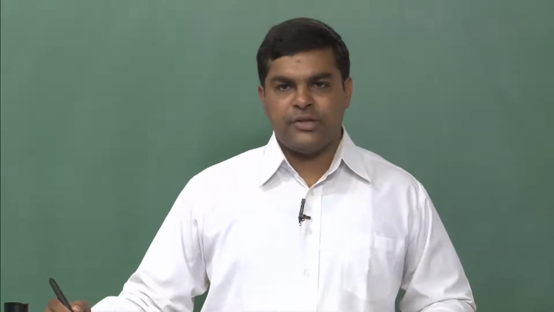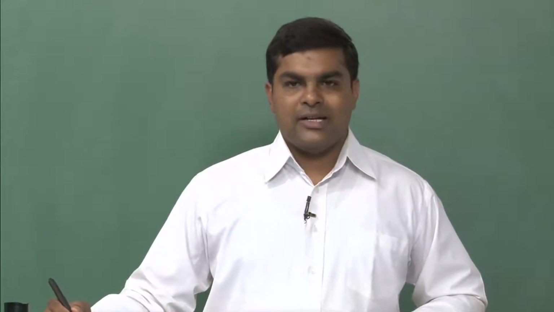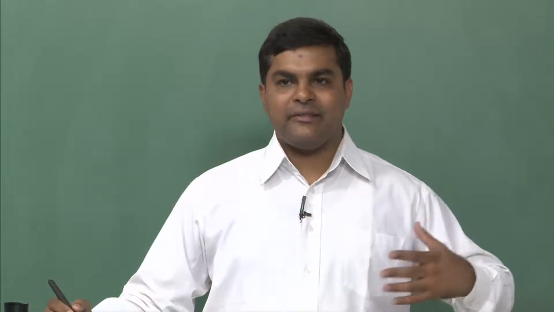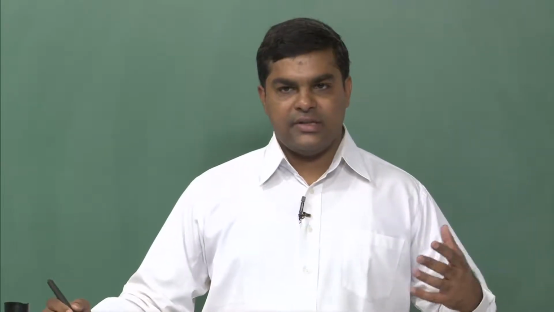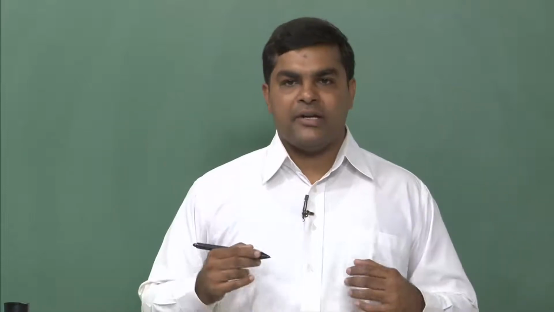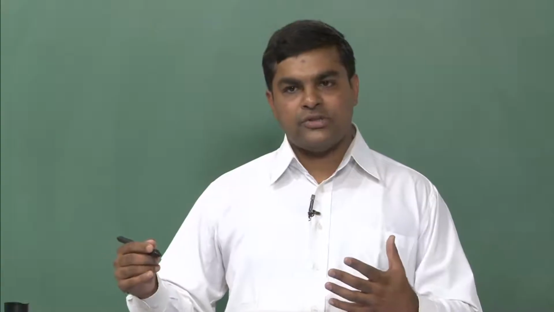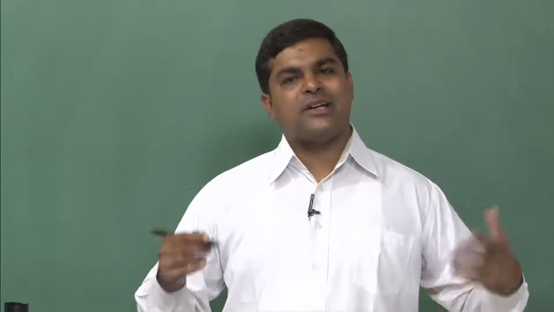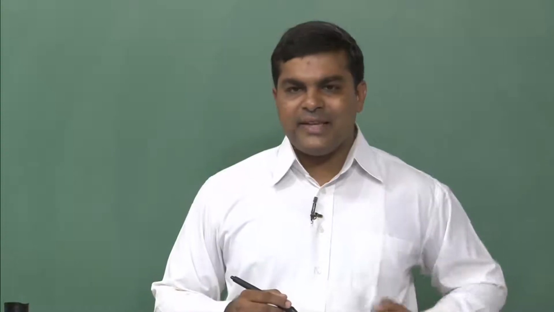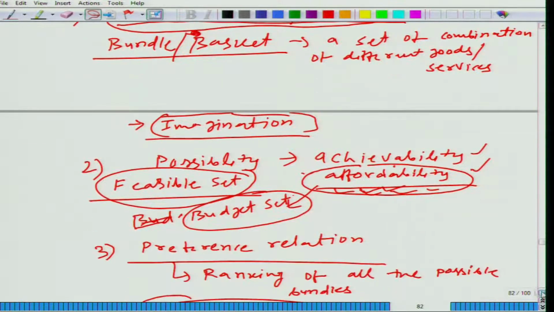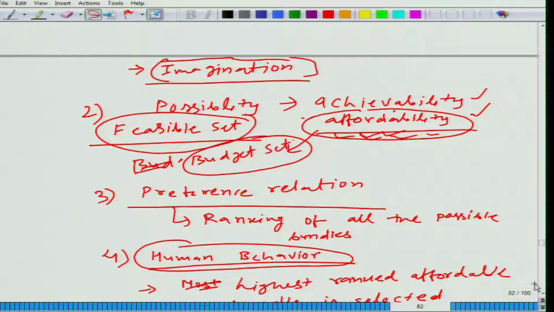So, we talked about 4 basic building blocks of consumer theory. We talked about consumption set or choice set, that is all about what you can conceive in your mind. It is not limited by any of the constraints that you face. A bundle is a combination of goods, and whatever combination of goods that you can conceive in your mind would be part of this consumption set. Okay. And then from conceivability we move to the affordability.